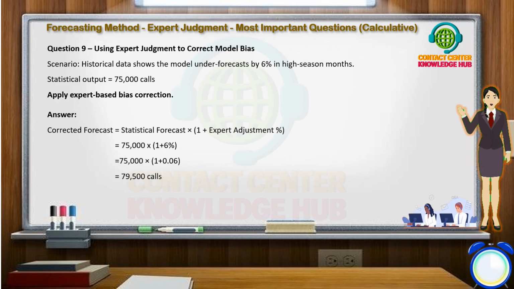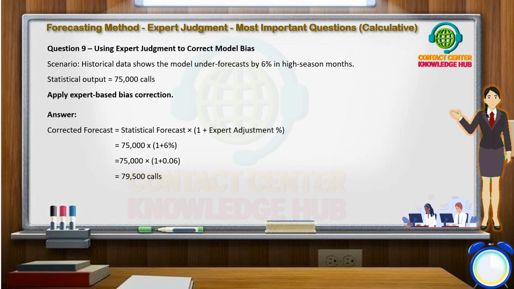And the answer is here. In this scenario, historical analysis shows that the forecasting model underforecasts by 6% during high season months. The statistical model output for this period is 75,000 calls. To correct this systematic bias, we use expert adjustment with the standard formula. Corrected forecast equals statistical forecast multiplied by 1 plus the expert adjustment percentage.